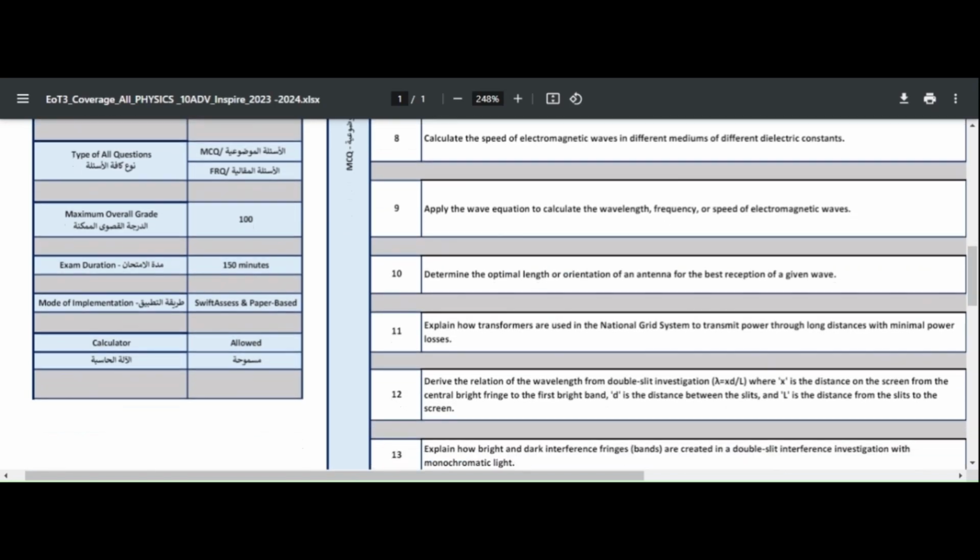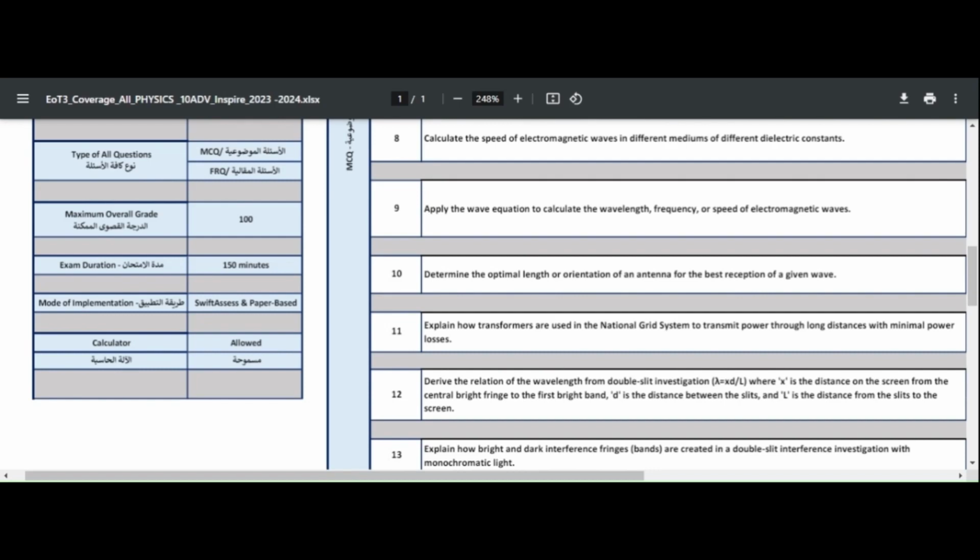Okay, then you have to calculate the speed of electromagnetic waves in different mediums of different dielectric constants. So there is a formula which relates the speed of the electromagnetic wave to the dielectric constant, which is V is equal to C over square root of K. V is the speed of light in a medium like glass or water, and C is the speed of light in vacuum, and K is the dielectric constant. So you have to rearrange the equation and try to find out what is the dielectric constant.